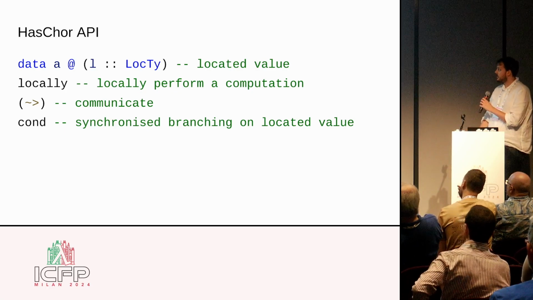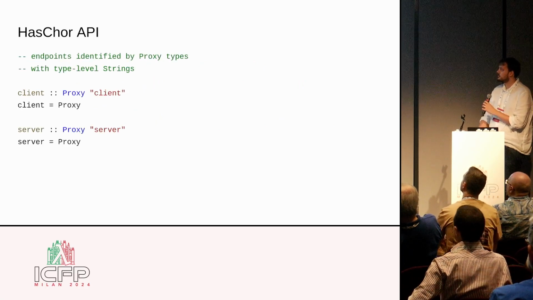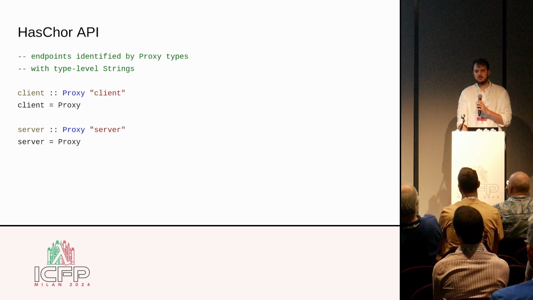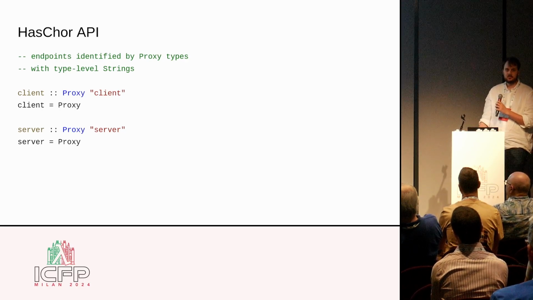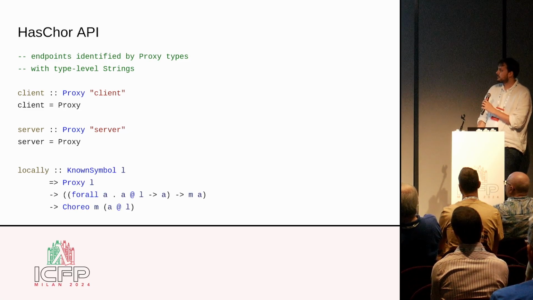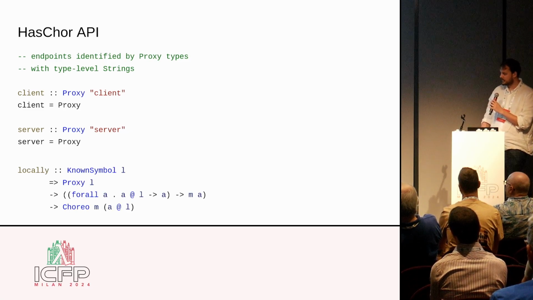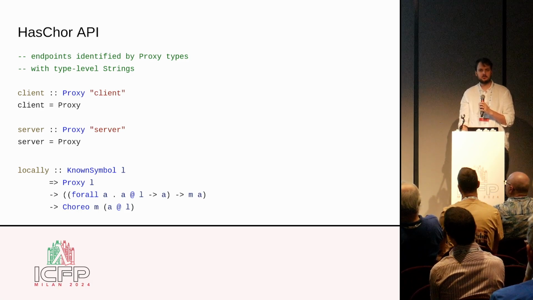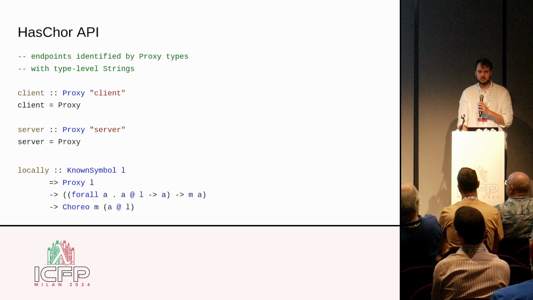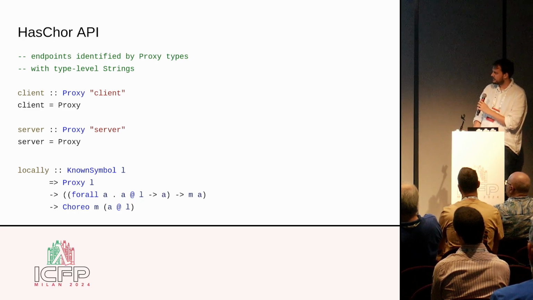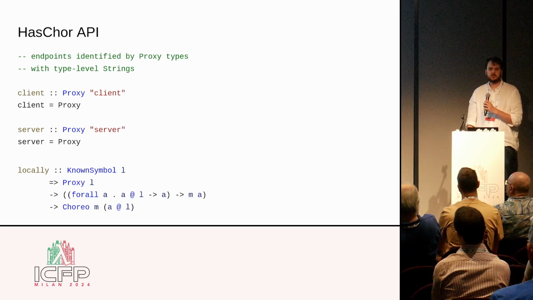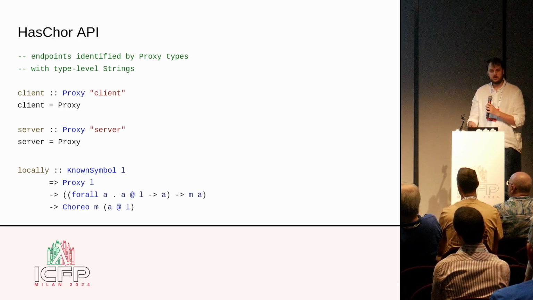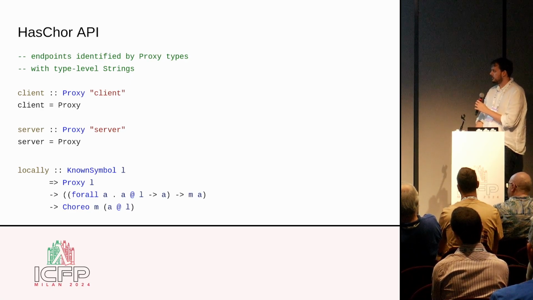So, showing this API through an example, you identify endpoints through proxy types essentially. You have these type level strings where you use the strings to identify endpoints. So it's quite straightforward. And here's the type of locally, so you don't have to think too much about the middle line yet. The first argument is one of these proxy types, which identifies which endpoint is supposed to run this local computation. And the second argument ends with MA, so that's the monadic computation that we're supposed to run on this endpoint. The result of the whole thing is in the choreo monad, the choreographic monad, and the value is a located result, right? So it's A at L.